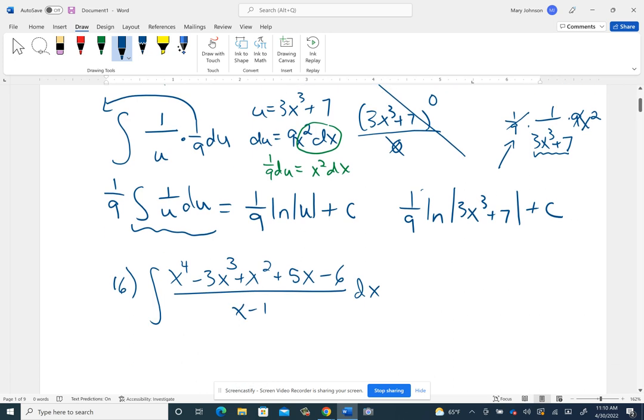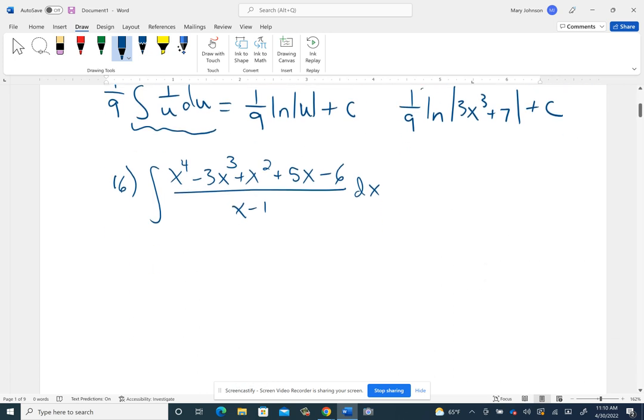All right, and then this is a case where we've got this rational function, but we can't just divide the x into everything, because it's not just an x, it's an x minus 1. So you can't just rewrite this and then use the power rule for each term. So this is the one where you use synthetic division.